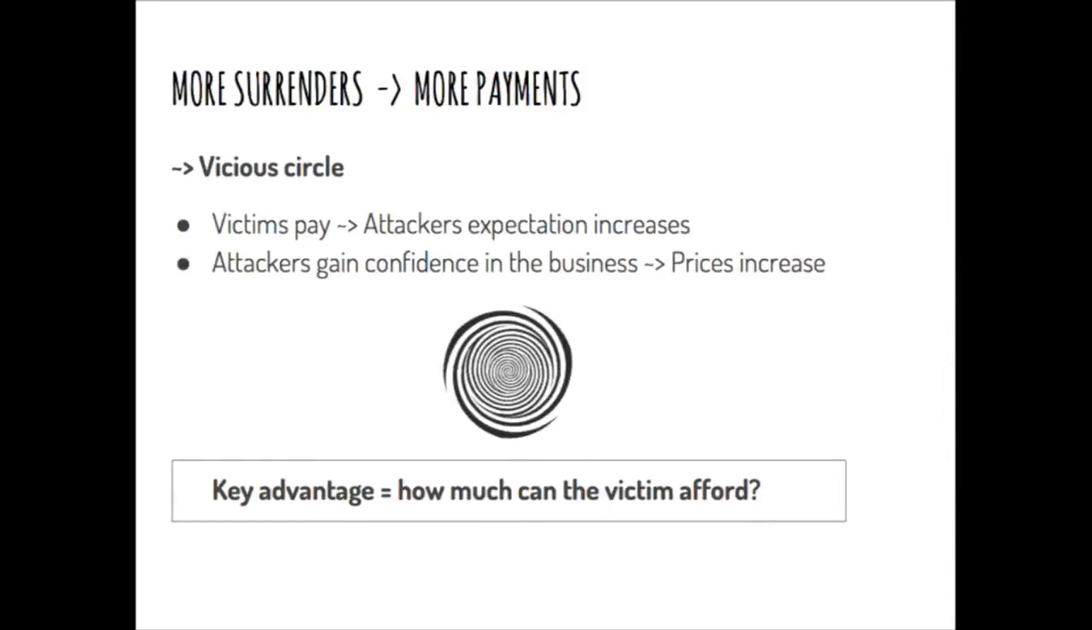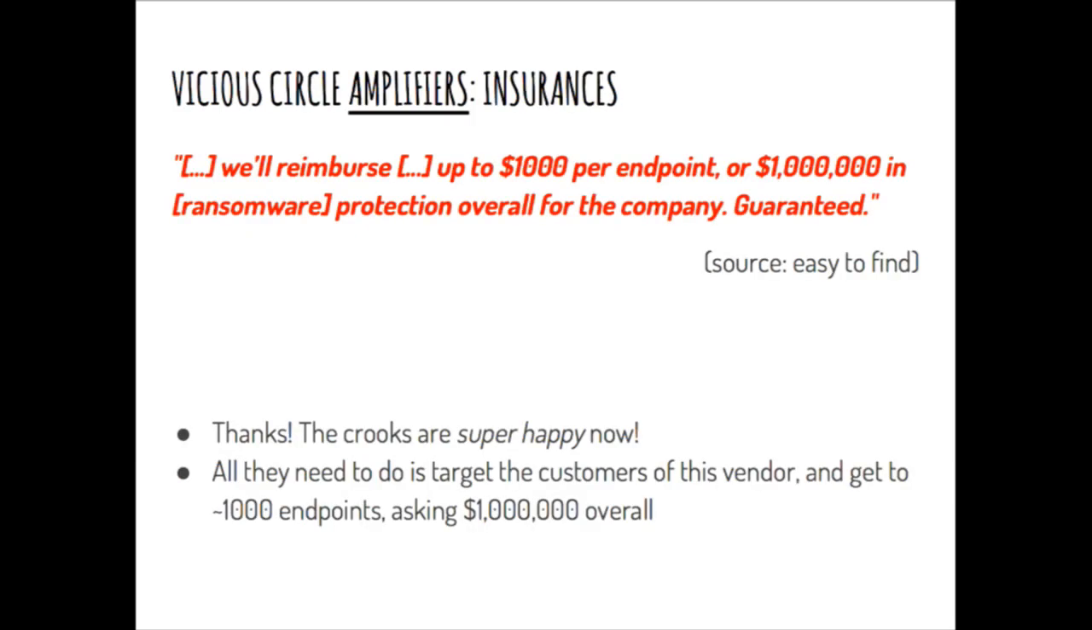Unfortunately, I've seen cases of vendors acting in favor of the bad guys, if you want. I'm quoting something that I found on a website of a vendor that says, we will reimburse up to $1,000 per endpoint. This is saying it out loud on the website. Or $1 million in ransomware protection overall for the company, guaranteed. So this vendor is kind of backing their technology with an insurance, which is kind of fine. I can understand it as an agreement between me and the client. I would like to offer some extra layer of protection, but I don't like the fact that this is being made public and out loud to the whole world, because this is what the attackers have been waiting for, knowing how much the customers of this vendor can afford, right?